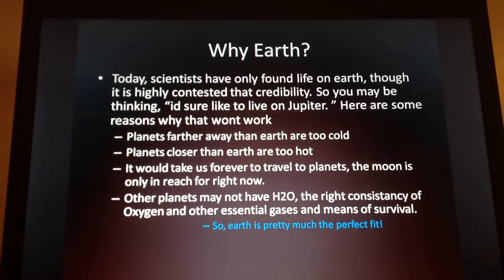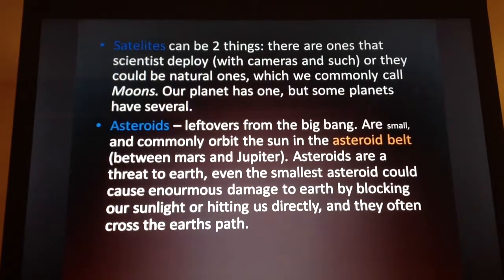So right now, scientists are only capable of going to the moon because that's close enough. Also, when we're looking at this, we have to think of what the contents are of these other planets. Do they have enough water? What about oxygen? We're not sure of that right now. So we can't live on them, because what are we going to do without water, right? So right now, the Earth is pretty much the perfect fit.